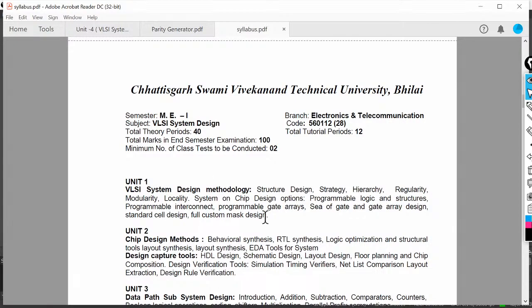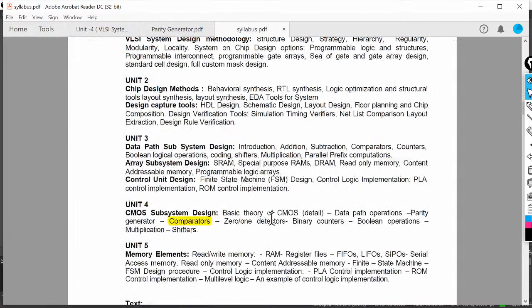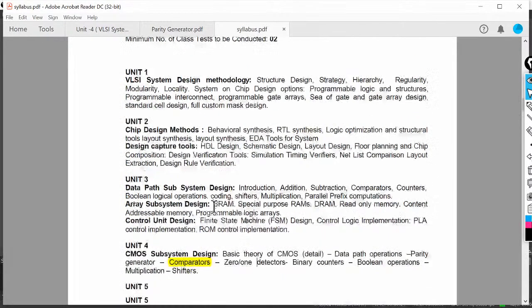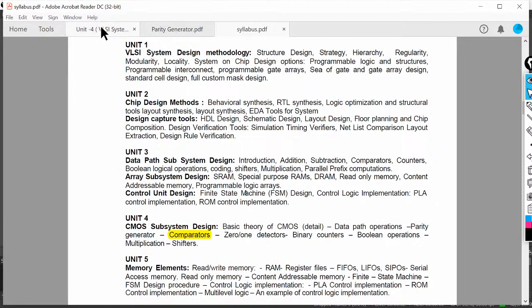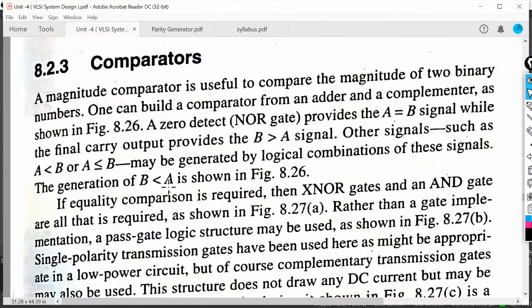In this lecture of VLSI system design, we will discuss the topic comparator of our CMOS subsystem design unit. This one is unit number 4 of your VLSI system design syllabus, and here we are discussing comparator. What is the meaning of comparator and how can we design it? This theoretical portion is from your Neil Weste book.